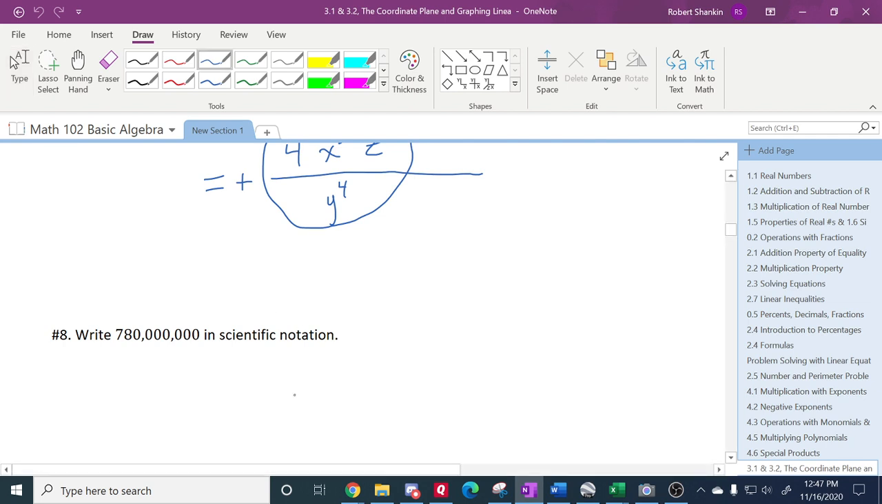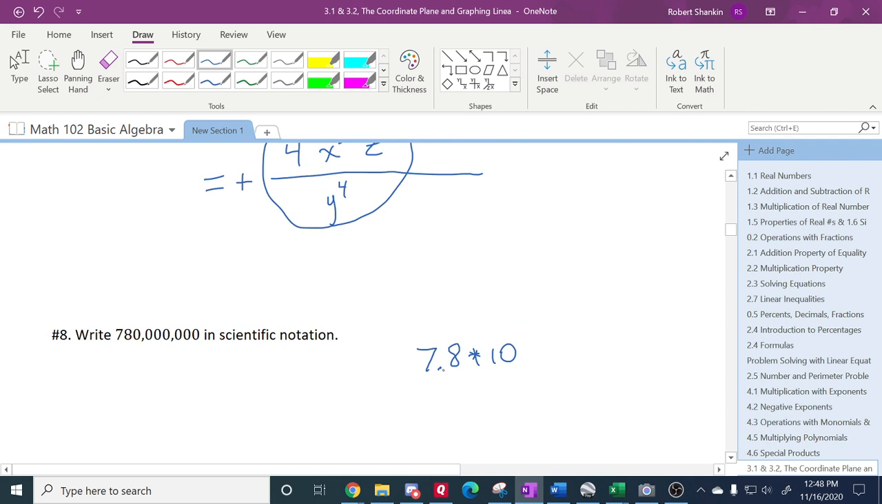Okay, so the number is going to become always a number between 1 and 10. So the decimal point goes just to the right of the first non-zero digit. 7.8 times 10, and then it's either going to be a positive or a negative exponent up here. I always try positive first, see if it seems reasonable, and then if not, I change it to negative.